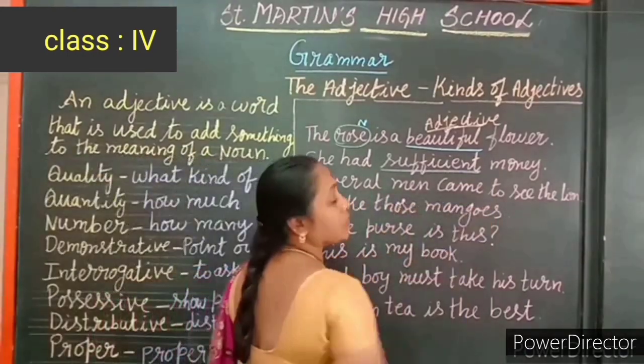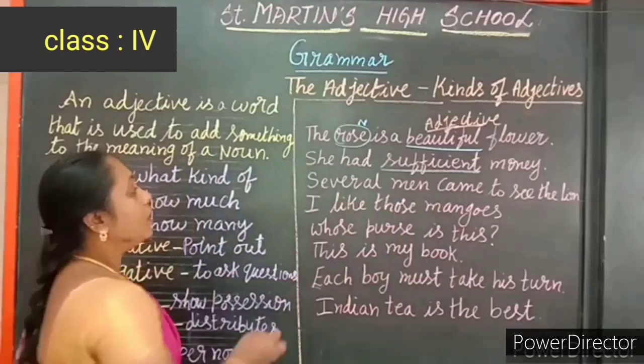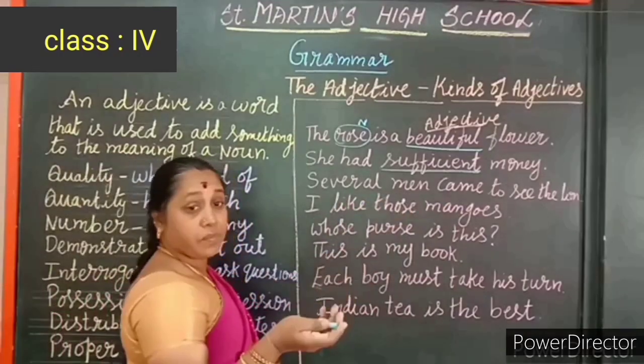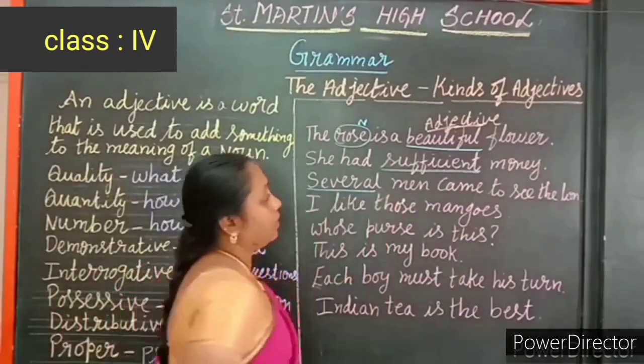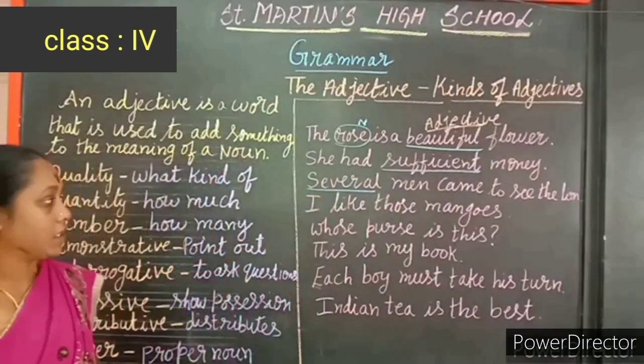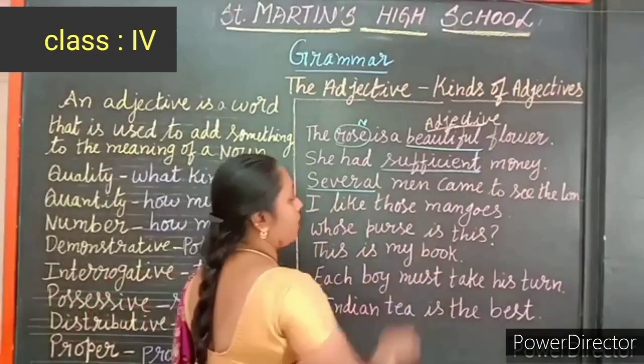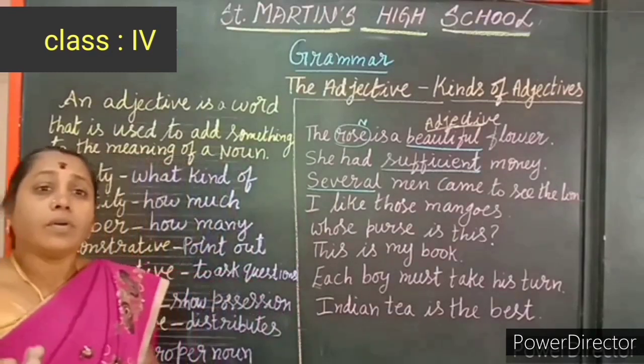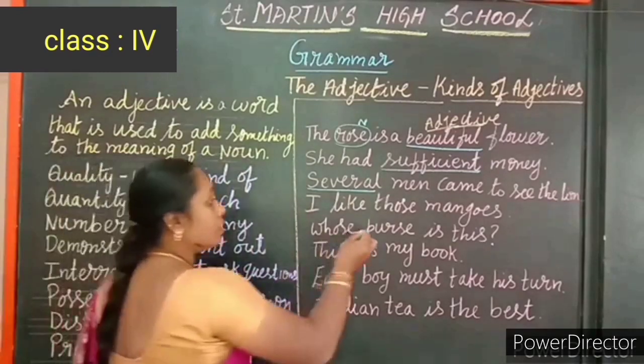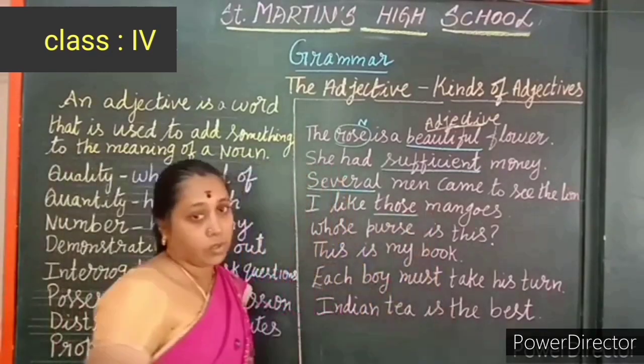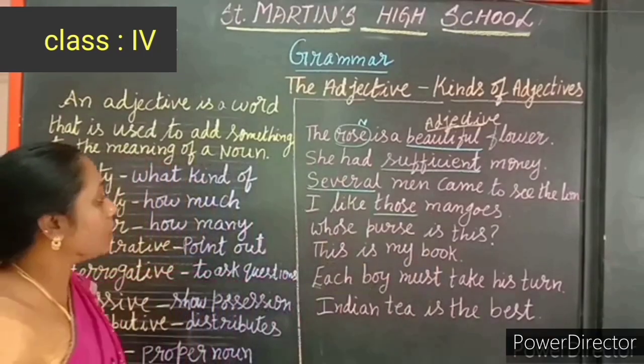Several men came to see the lion. Here's men. How many men? Several men. Several becomes the adjective. I like those mangoes. Which mango did you like? You like those mangoes. Those becomes the adjective.